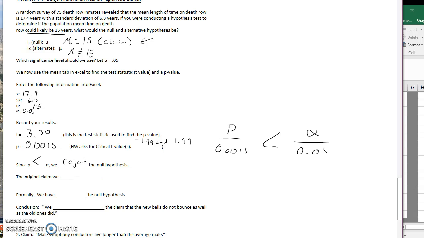The original claim here was H0, right? We were claiming that it was 15. So we're going to use the same language again. So formally we've rejected the null hypothesis. So that means we can reject the claim.